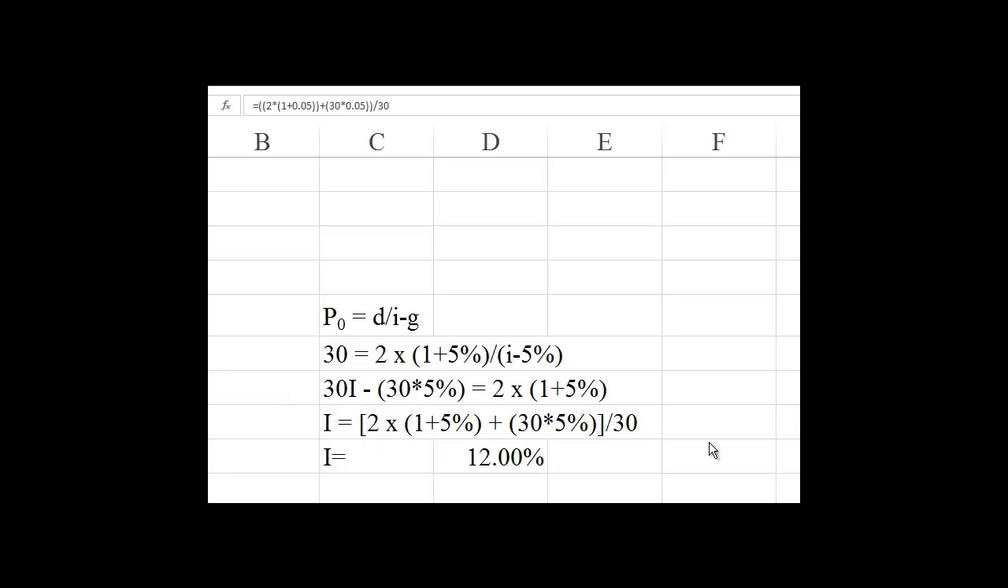Which brings me to the last part down here. Since we've isolated I on one side, I can take my 30 times 5% and place that onto the right-hand side of my equation with a positive sign, and then divide the whole equation by 30 in order to get rid of my 30 on this side. That will be I. So I will be equal to 2 multiplied by 1 plus 5%, plus 30 times 5%, and all of that divided by 30. Result, 12%. So that is the interest rate that I will get. It is the return I'm earning from this investment.